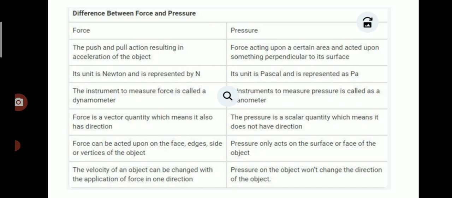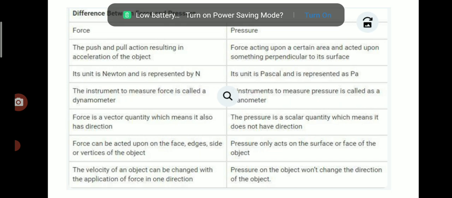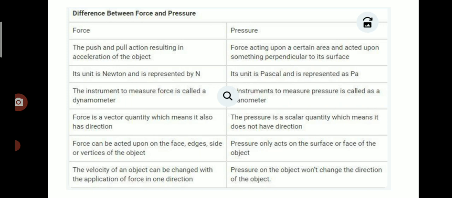Pa means Pascal. The instrument to measure force is called a dynamometer, while the instrument to measure pressure is called a manometer. Force is a vector quantity, which means it also has a direction, while pressure is a scalar quantity, which means it does not have a direction. Force can act on the face, edges, side or vertices of an object, while pressure only acts on the surface or face of the object. The velocity of an object can be changed with the application of force in one direction, while pressure on the object won't change the direction of an object. So these are the points by which we can gain information about the difference between force and pressure.